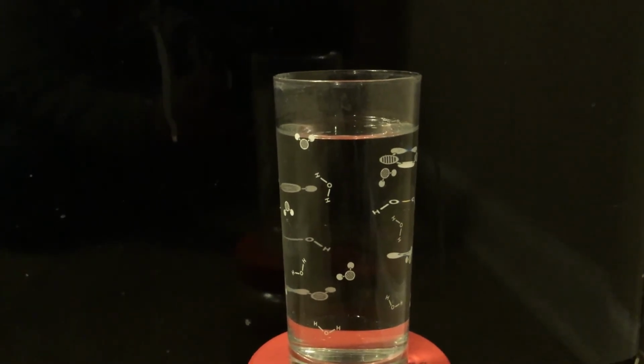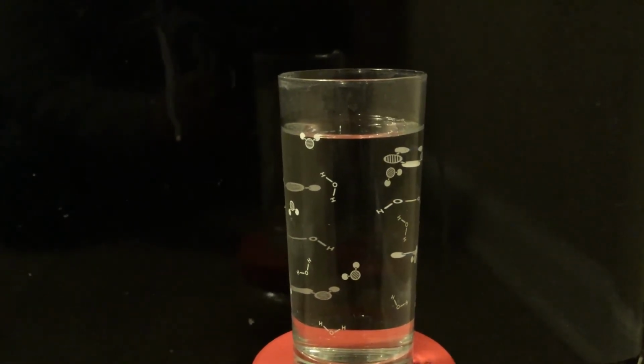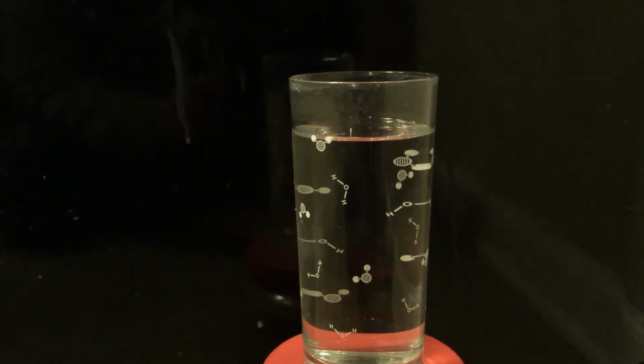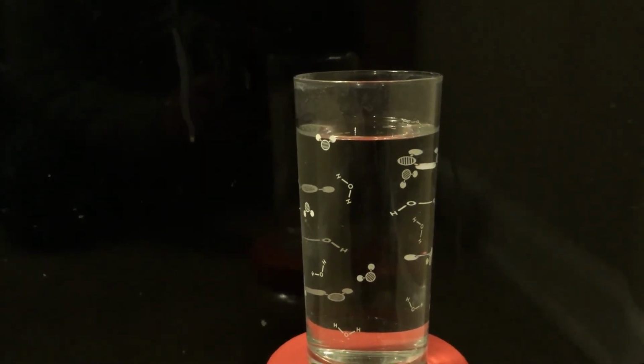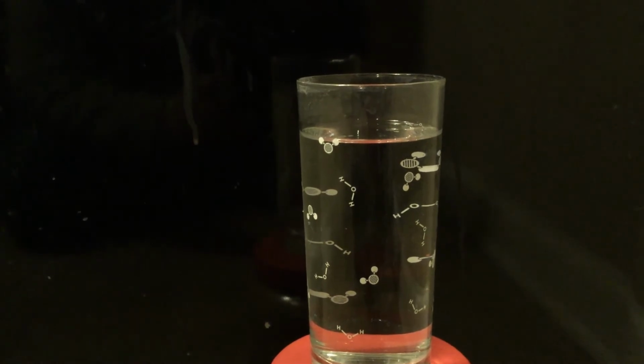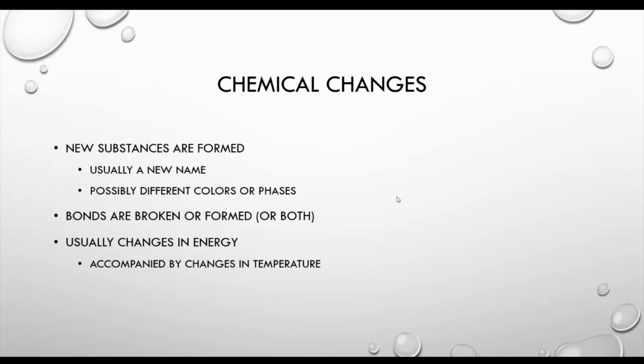Some of the chemical properties of water include that it will not combust or burst into flames, and that it does react violently with the pure alkali metals. Chemical changes are changes that occur where a new substance is formed. So usually there's a new name when I have new substances formed. If I mix together baking soda and vinegar, I'm going to get some bubbly action going on, and those bubbles contain carbon dioxide. So I'm going to see some new things with new names.